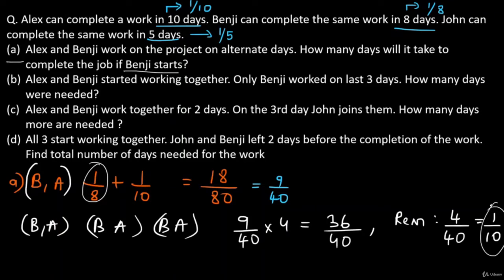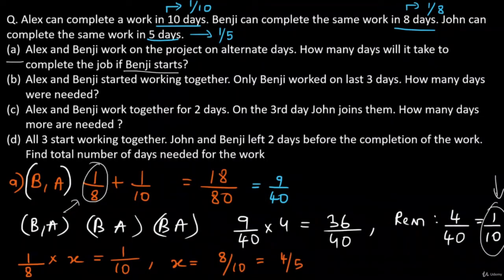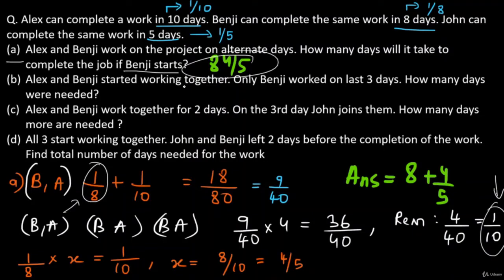Now say we need X days of Benji's work. Now in one day, Benji does 1/8 of the work. So in X days, Benji would do 1/8 into X, and that should be equal to the remaining part, which is 1/10, right? On solving, you can find that X is equal to 8/10 or 4/5. So that means a total of 8 plus 4/5 days is required for this job to get completed. So 8 and 4/5 is the correct answer to this question.